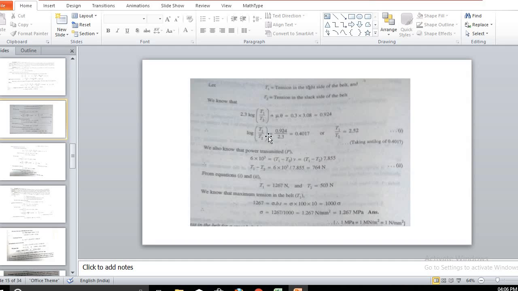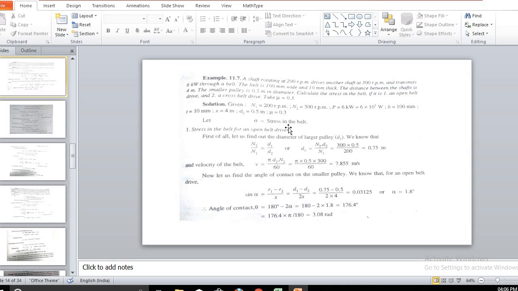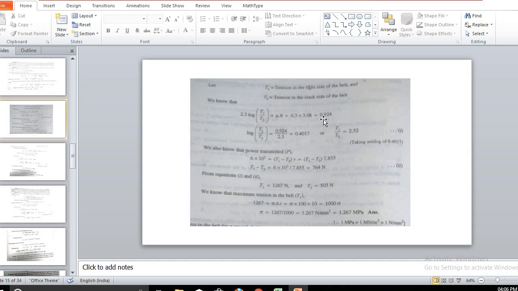Now T1 and T2 are unknown, so we put whatever known quantities we have into this formula. So 2.3 log T1 by T2 equals mu theta. Mu is 0.3, and theta we already calculated as 3.08 radians. Putting these here, it becomes 0.924.